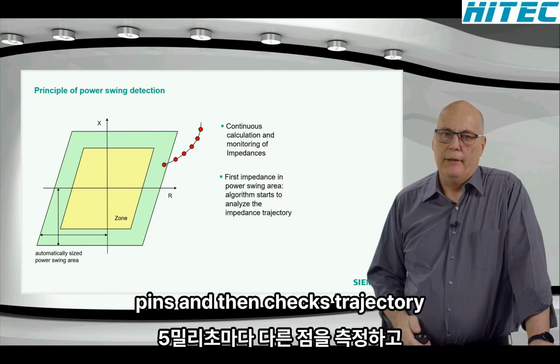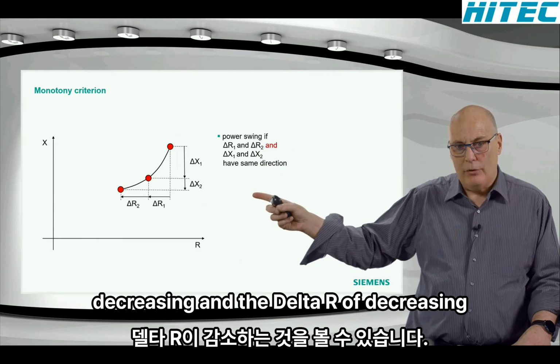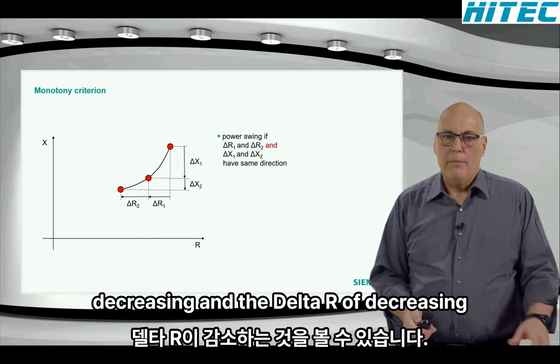And the techniques for the blocking use a lot of criteria, and only a few have been extracted here for the explanation. I don't want to go into all of that. It is a really very intricate function in terms of the detection. But to summarize quickly, we have here a monotony criteria. That means it must keep moving in a defined direction. You can see here we have the delta x decreasing and the delta r decreasing. You can have a change of the x, but the r was still decreasing.